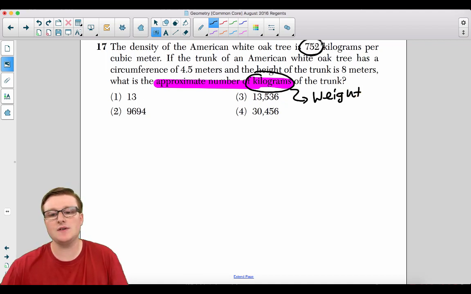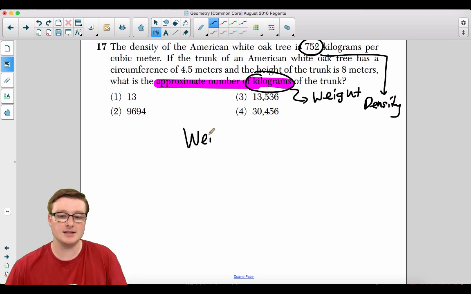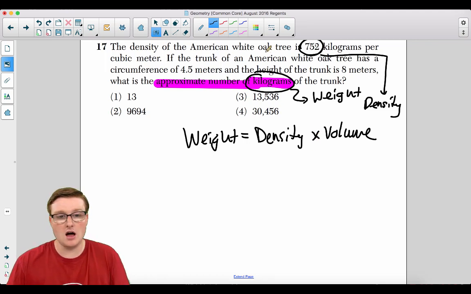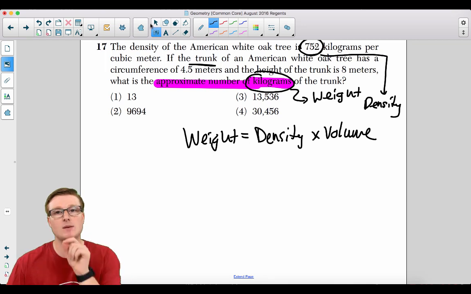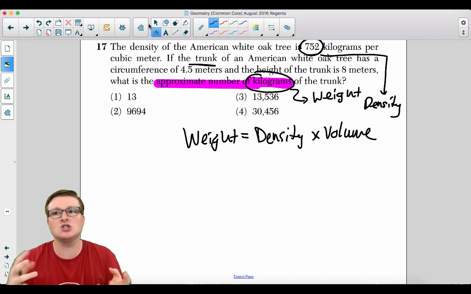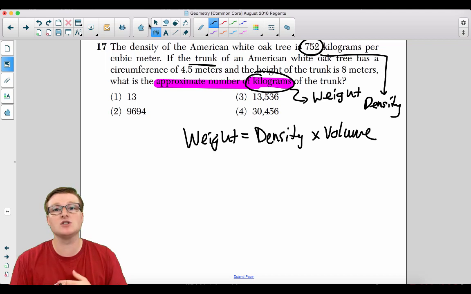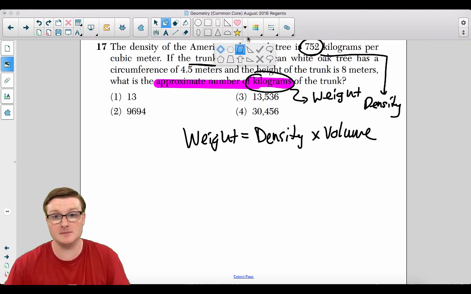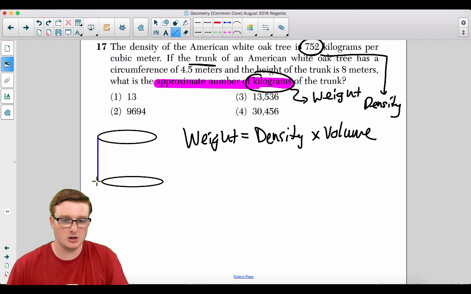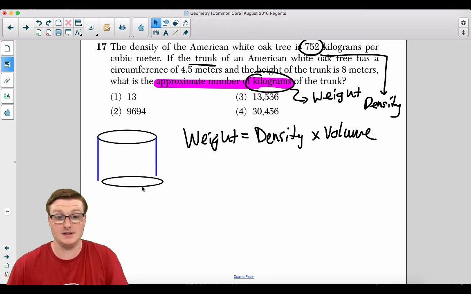Okay? And the 752, it says it's 752 kilograms per cubic meter. That should be buzzing around in your head as the density. Ladies and gentlemen, this is the classic example of a question of weight is equal to density times volume. Expected on the Regents, it's going to show up. Now, the trunk of an American white oak can be represented. Now, there are things in life that are not perfect geometric figures, but we can model them. Model means to approximate what it is. A trunk can be modeled by a cylinder because a trunk does look like a cylinder. So what we do here is we just create a cylinder, and we are going to solve for the volume of this cylinder.